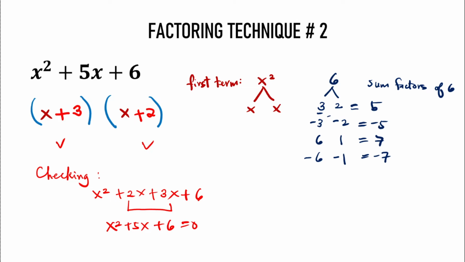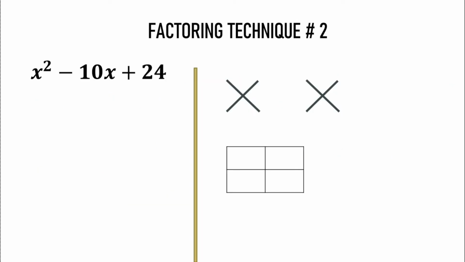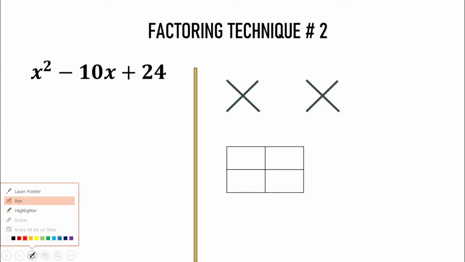Alright. So, let's move on to the next example. For the next example, iba namang factoring technique ang ituturo ko sa inyo. Pero, i-apply muna natin yung factoring technique na kakaturo ko pa lang sa inyo. We have this equation, x squared minus 10x plus 24.